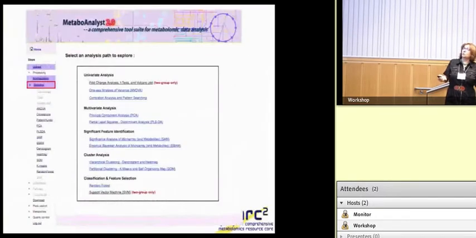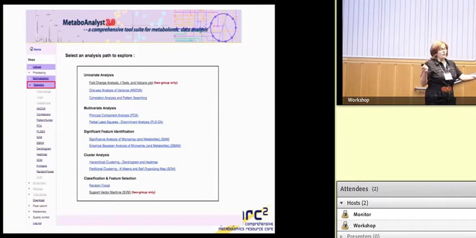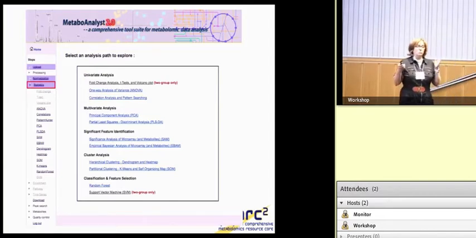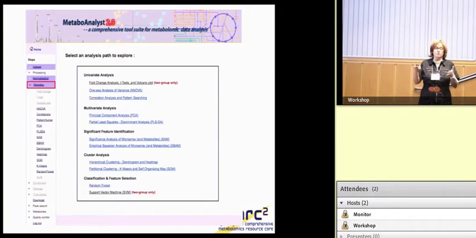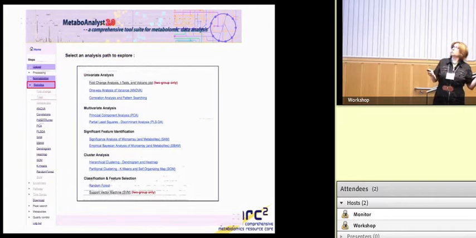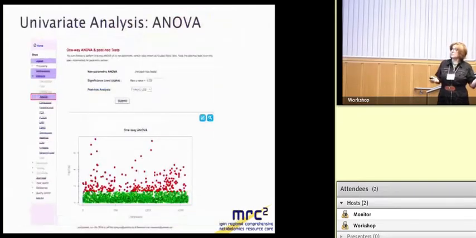Once you perform the normalization of the data, you can proceed to do some statistical analysis. In this case, I think I took only control samples from the data, just to simplify it. So I just have control and baseline and two diets. And what I'm going to show you next is how it visualizes the ANOVA.